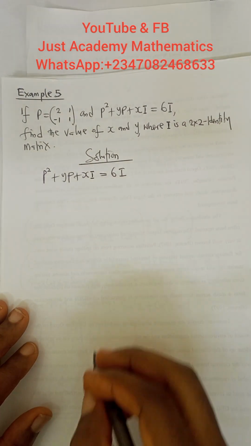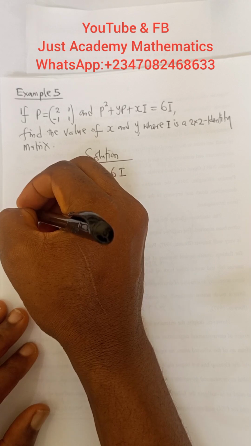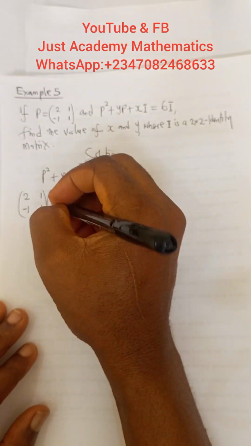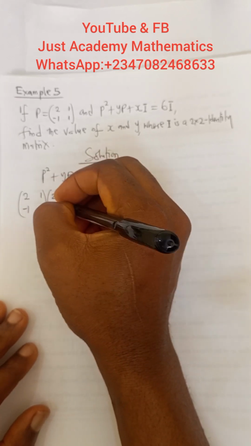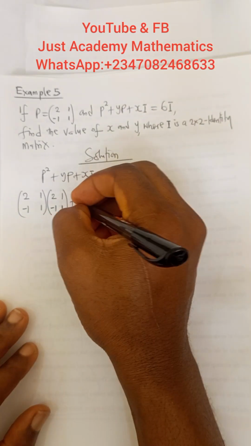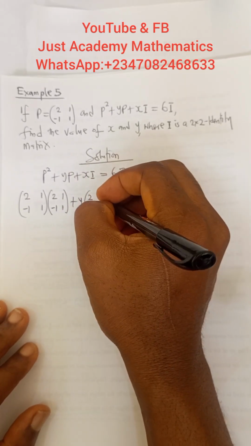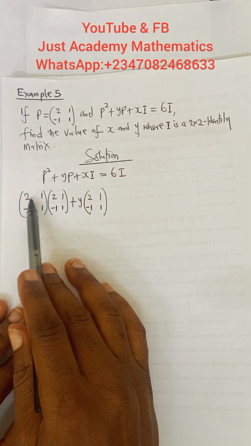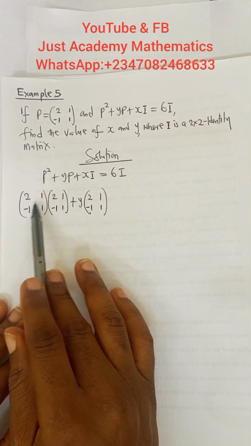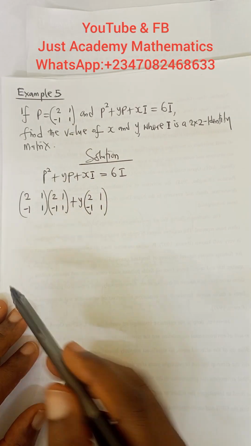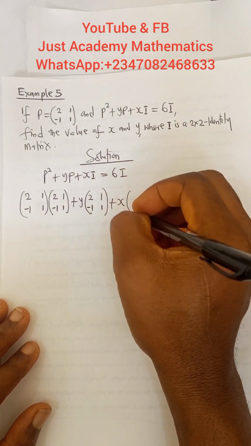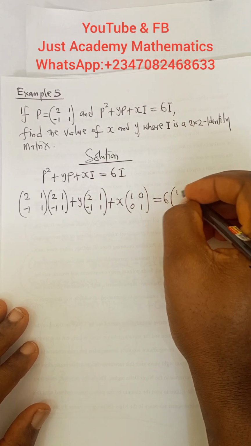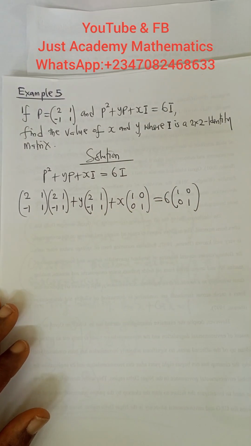So let's substitute and see. P square means 2, 1, minus 1, 1 square. Square means double it now. That is 2, 1, minus 1, 1 times 2, 1, minus 1, 1. That is square. P square plus Y times P. P is 2, 1, minus 1, 1. Okay? Please, square does not mean for you to turn it to 4, 1, 1. No, you double the P, P into two places. That is the meaning of square. Plus X times 2 by 2 identity, 1, 0, 0, 1, must be equal to 6 times 1, 0, 0, 1. So this is what we have now.